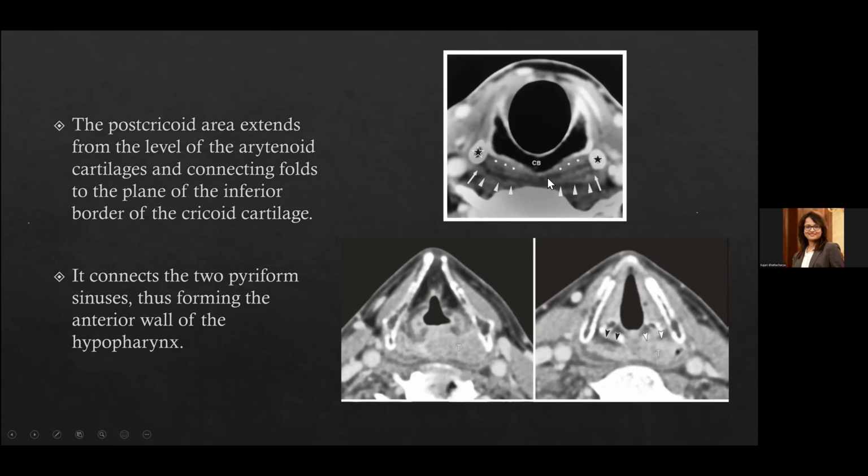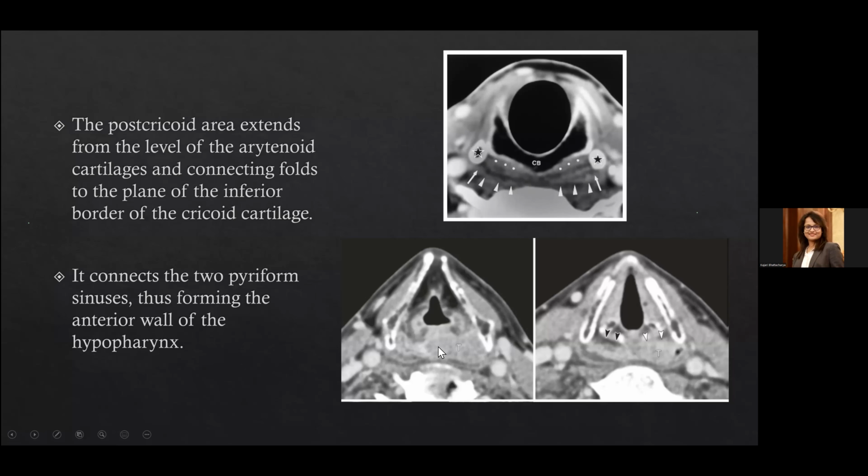This is basically your post-cricoid area. This is a thin layer which separates it from this, which is basically your posterior pharyngeal wall. So this dotted area is your post-cricoid, and the more posterior one is basically your posterior pharyngeal wall. Again, a fat layer separates it from the prevertebral region. So this very nicely demonstrates the collapsed post-cricoid area and the posterior pharyngeal wall.